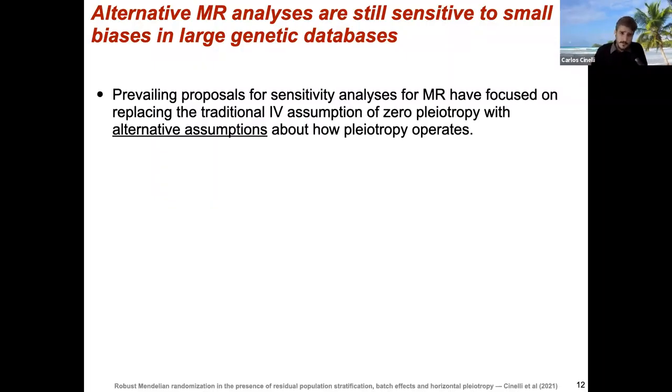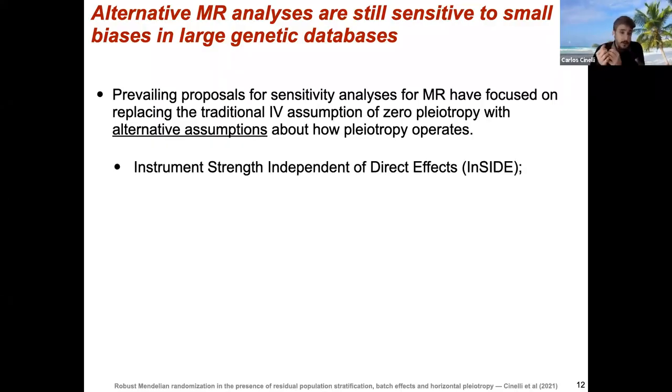But there is also another widespread way of assessing the robustness of an MR estimate to, for example, pleiotropy, which is to run alternative analysis. And what do I mean by alternative analysis? Instead of assuming the traditional assumption of zero pleiotropy in the traditional IV, we are going to posit alternative assumptions of how pleiotropy operates.